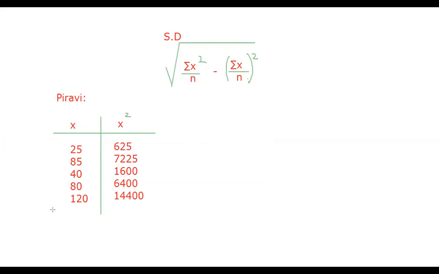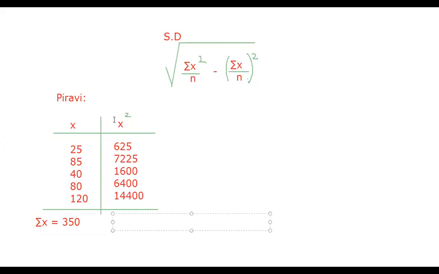So now we can easily identify what is our sigma x, right? We need to add all the values: 25 plus 85 plus 40 plus 80 plus 120. So sigma x is equal to 350. Very good. Then we need to find sigma x square.